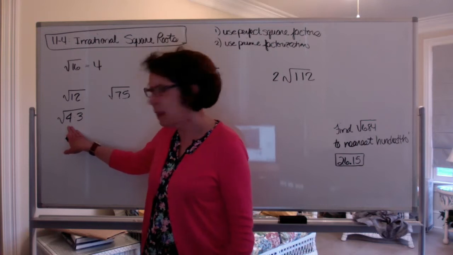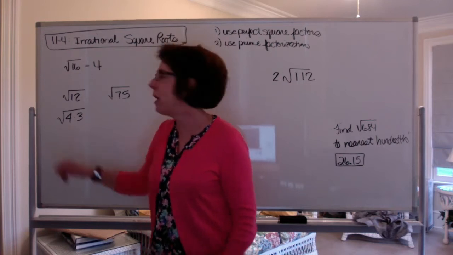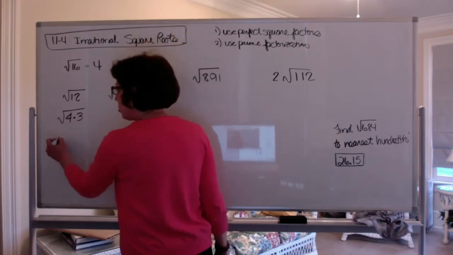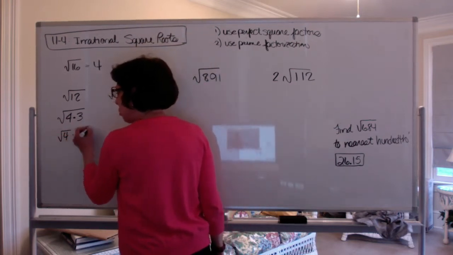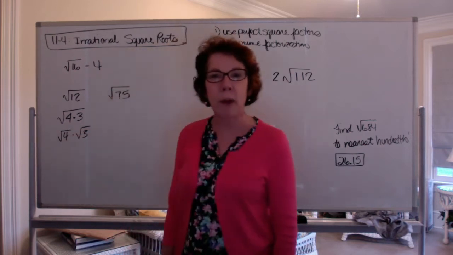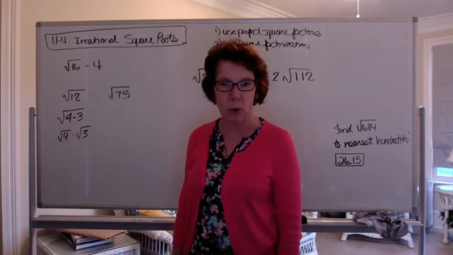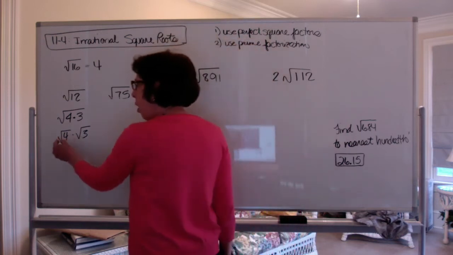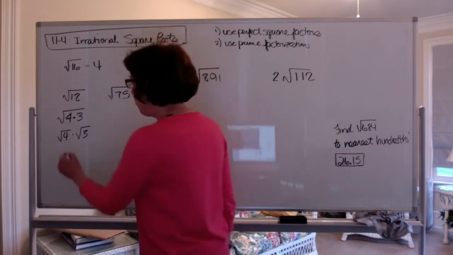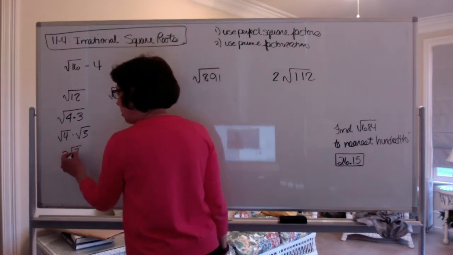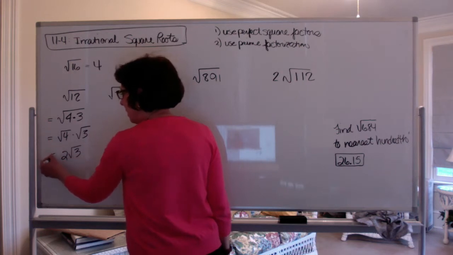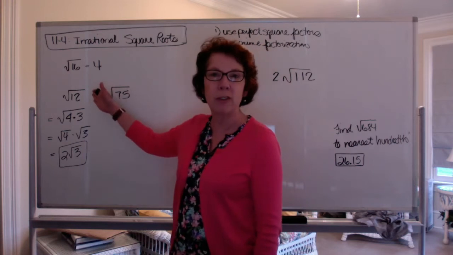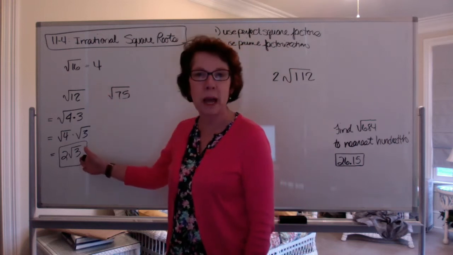Now, can I simplify the square root of 4 times 3? Well, of course I can. That's going to be written as the square root of 4 times the square root of 3. We learned that we could break it up into two separate square roots last time. Whoa, I can simplify that. The square root of 4 is 2. And so I have 2 root 3. I should have put my equal signs. Now I have simplified the square root of 12 to 2 times the square root of 3.